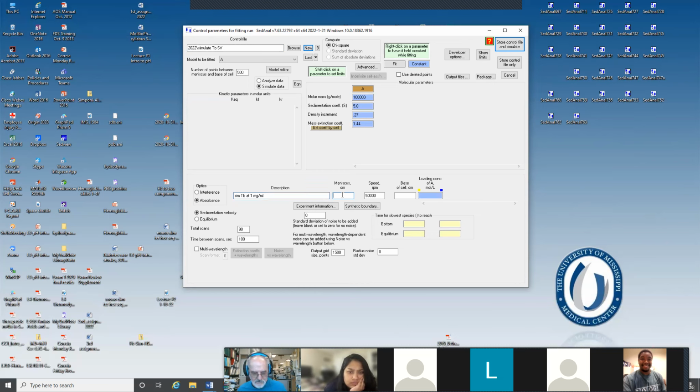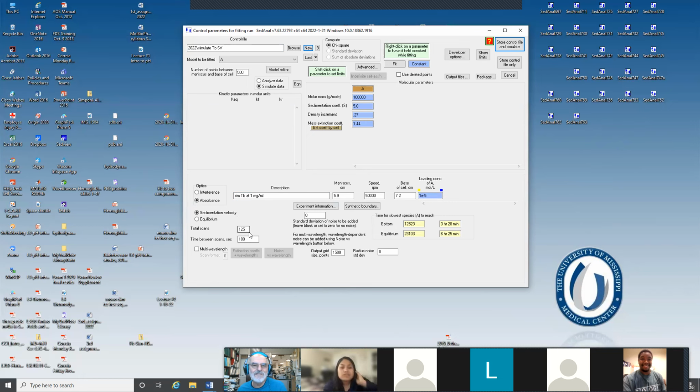I'm going to put the meniscus at 5.9 centimeters. I'm going to run it at 50,000. That's going to be okay. I'm going to put the base at 7.2 centimeters. I'm going to put a loading concentration of 10 e to the minus 6 moles per liter, which will correspond to 1 gram per liter or 1 mg per mil. So you notice I can change units here. Okay, so it knows concentration.